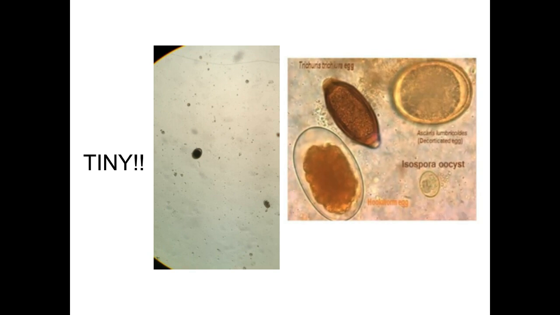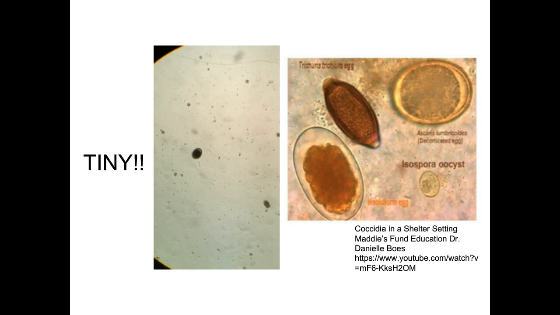And there you go. This is it explained with everything else. So Ascaris is a roundworm. Trichuris, we talked about, is the whipworm. And then hookworm is on the bottom left. And the egg that we were just looking at is an oocyst of coccidia species. So this is Isospora in this particular case. There's a YouTube video you can watch.